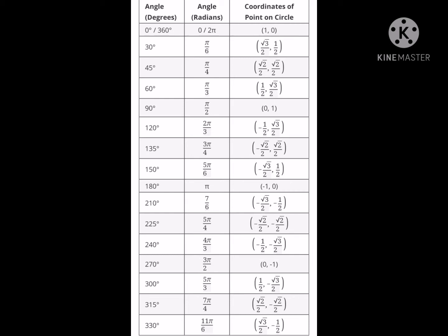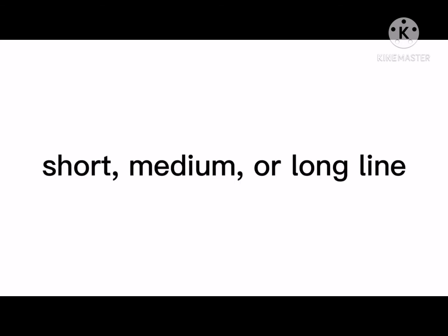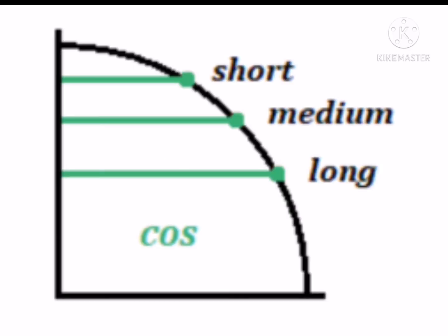All points excluding those at 0 degrees, 90 degrees, 270 degrees, and 360 degrees alternate between just 3 values, whether positive or negative: 1 over 2, square root of 2 over 2, square root of 3 over 2. Each value corresponds to a short, medium, or long line, for both cosine and sine.